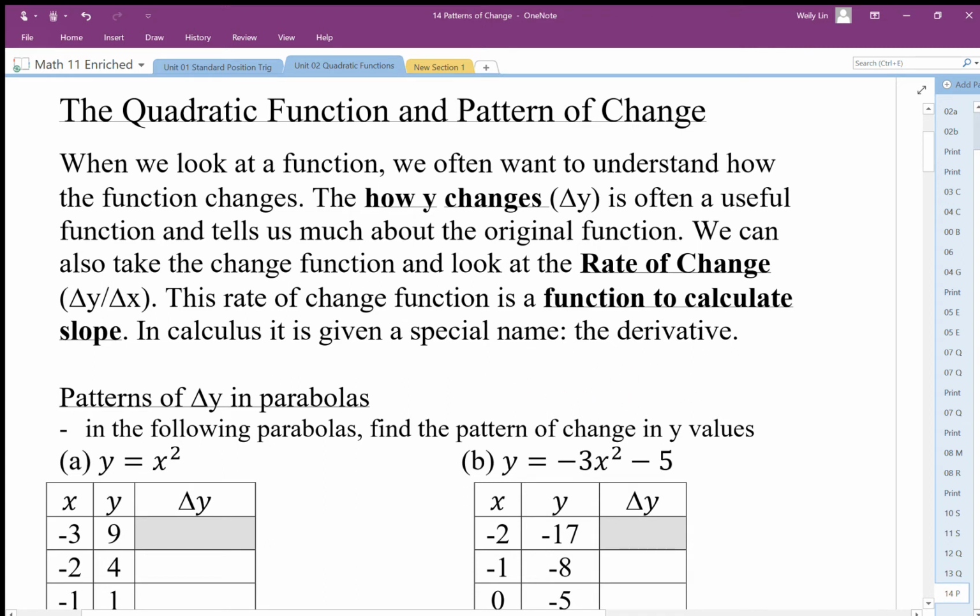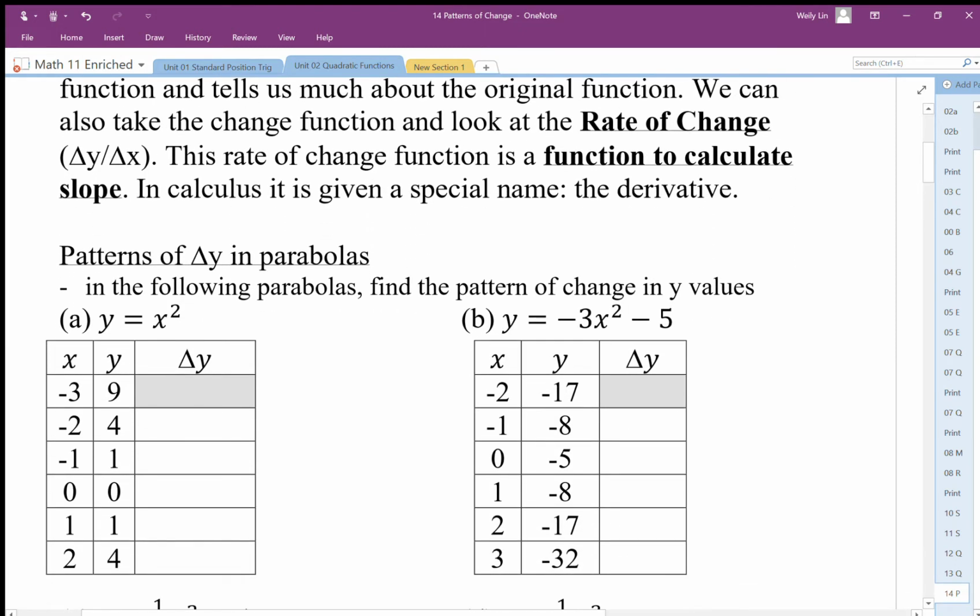And later on, we want to look at something even more important, which is called the rate of change, or the change in y over the change in x, which is essentially slope. When we look at the rate of change, we can find a function, some calculation that actually gives us the rate of change. And in calculus, this is given a special name. It's called the derivative. And this is very important when we get to calculus. So we're just going to investigate this a little.